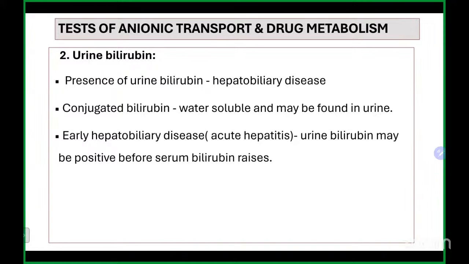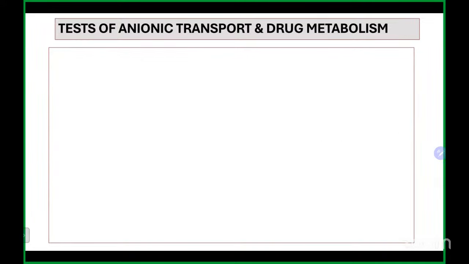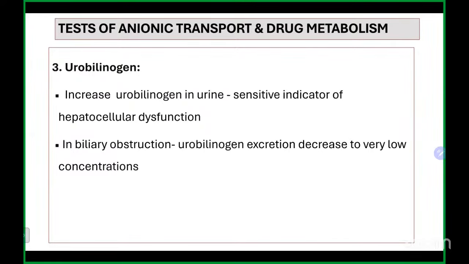The second important component of anionic transport or drug metabolism is urine bilirubin. Now, presence of urine bilirubin basically tells that there is an ongoing hepatobiliary disease. That means the bilirubin levels are so high that it is even getting excreted in the urine. Like I said in the last slide, the only bilirubin which is excreted in the urine is conjugated bilirubin. So it can be an early sign of acute hepatitis, that even before the complete jaundice comes into the picture, you can have urine bilirubin positive in the child. Okay. The third is urobilinogen.